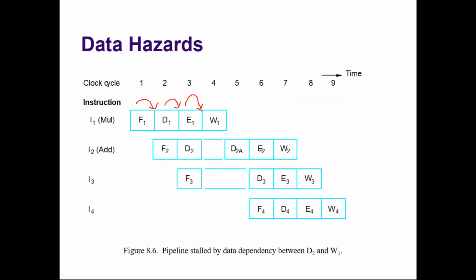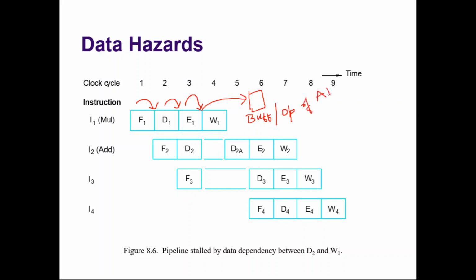But where is it available? It is available in the intermediate buffer. Instead of calling this the intermediate buffer, you can also call it the output of ALU. Are you getting this? It is available in the intermediate buffer, or it is available in the output of ALU.